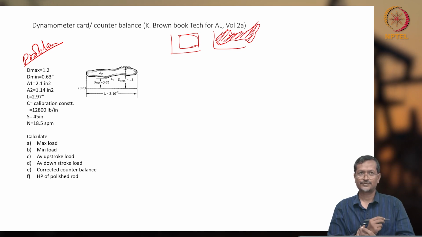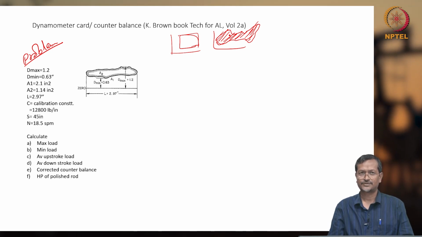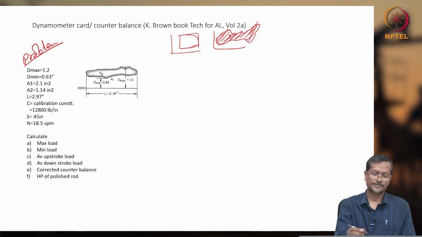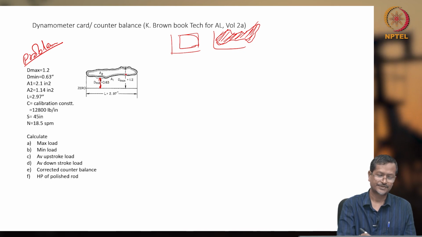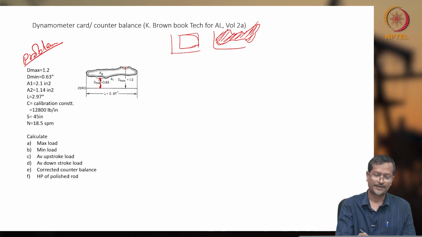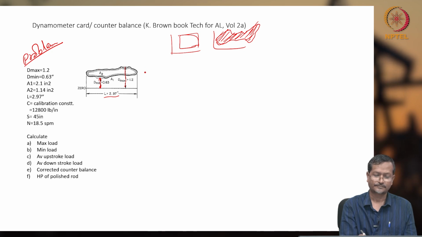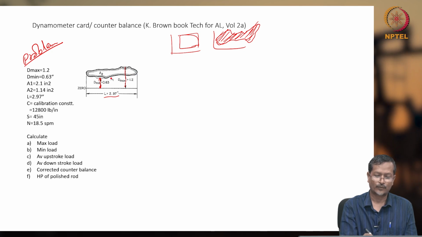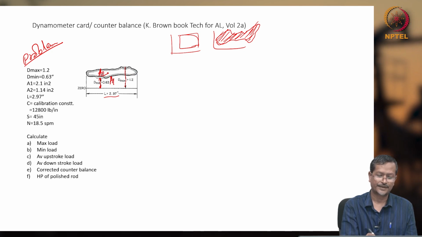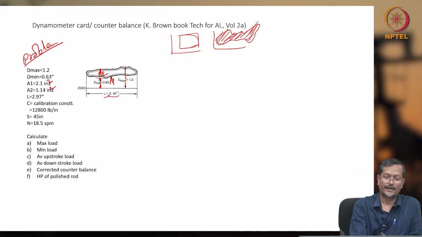The area under this shows how much force you need in the motor or IC engine so that your system will be running. Here some parameters are given. D minimum is 0.63 inch, D maximum 1.2 inch, and L is 2.97 inch. Area A1 and A2 are given as 2.1 inch square and 1.14 inch square.